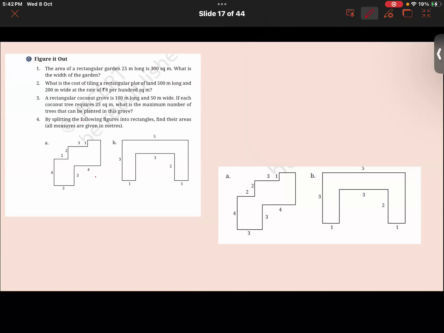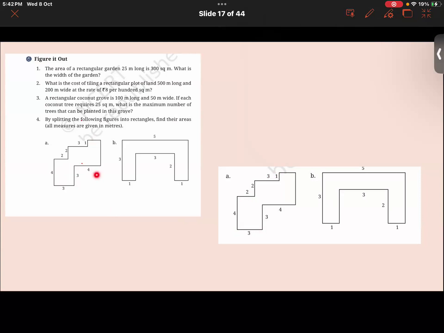Split the figure into rectangles, find their areas, and all the measures of the sides are given in meters. As you can see here, this side is 1 meter, that is 3 meter, 2 meter, 2 meter, and so on. Okay, so right now this figure is neither looking like a rectangle or a square or anything else.